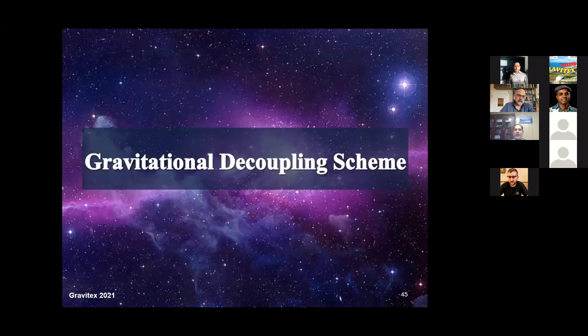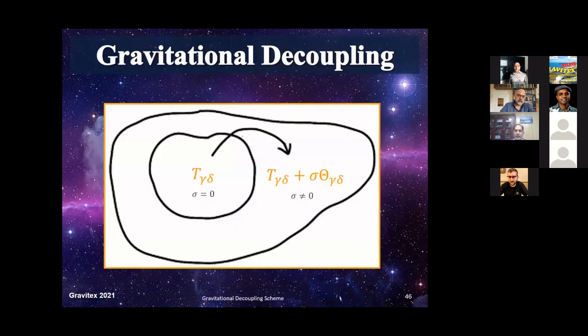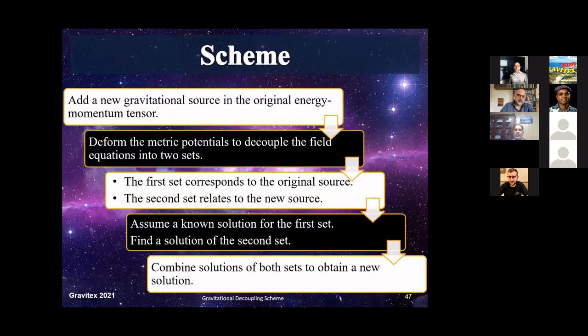Now we come to the exact solutions, and we are going to use the gravitational decoupling scheme. This is the graphical viewpoint of this scheme: we assume some isotropic solution and we find an anisotropic solution. The following steps are used to find the solution. First of all, add a new gravitational source in the original energy momentum tensor. We deform the metric potentials to decouple the field equations into two sets. The first set corresponds to the original source. The second set relates to the new source. We assume a known solution for the first set, find a solution of the second set, and combine solutions of both sets to obtain a new solution.